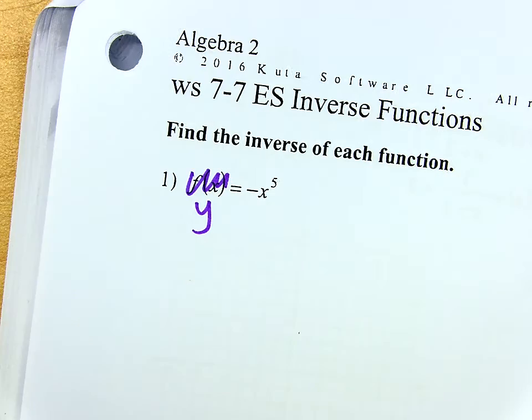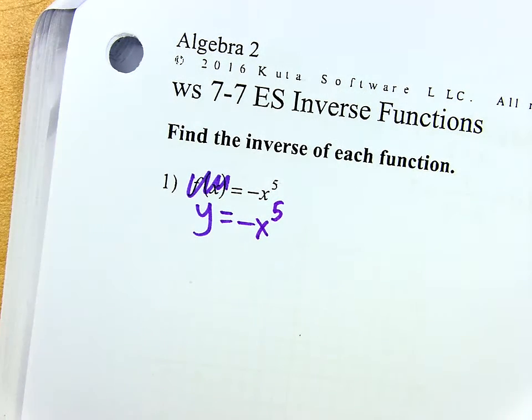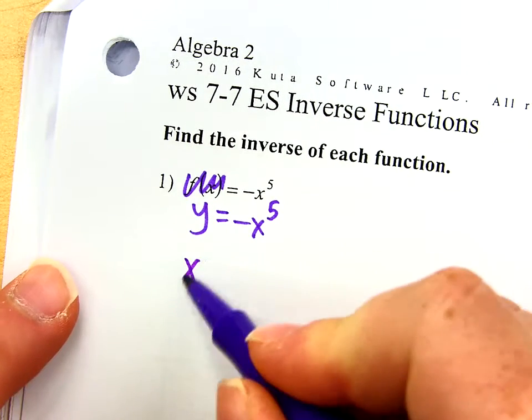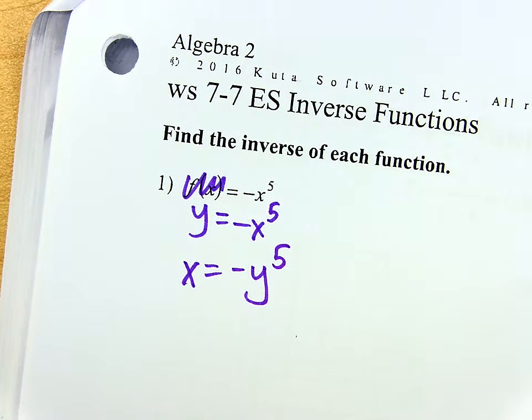So it's really y equals negative x to the 5th. All right? So if it's written as f of x, you can just replace it with a y. So step number 1 says literally just swap the x and y. So I'm really just going to write x equals negative y to the 5th. That's step 1. I literally just swap the two. And it makes sense because they're being reflected over this line y equals x. So I should be able to swap the two of them.